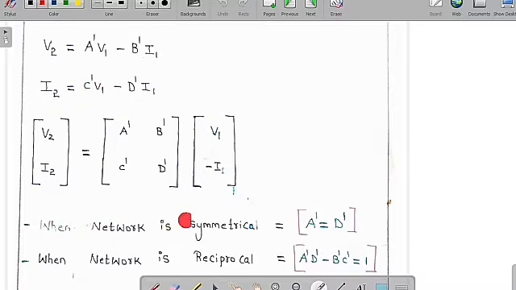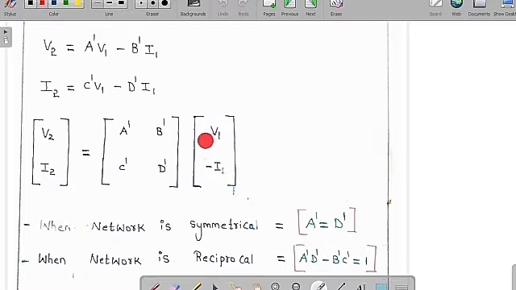A network is said to be symmetrical only when A dash is equal to D dash, and the network is said to be reciprocal when A dash D dash minus B dash C dash is equal to 1. So we can say if this matrix's determinant is equal to 1, the matrix is reciprocal, same as the ABCD parameters. If you know T, you can easily find the value of T dash. Because T and T dash are inverses of each other, T is equal to T dash whole inverse, or T dash is equal to T inverse.